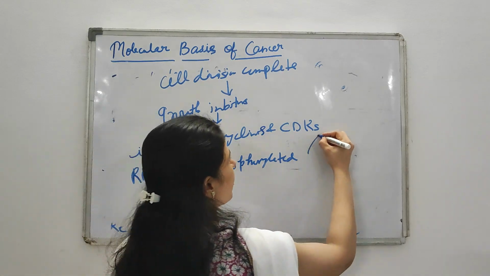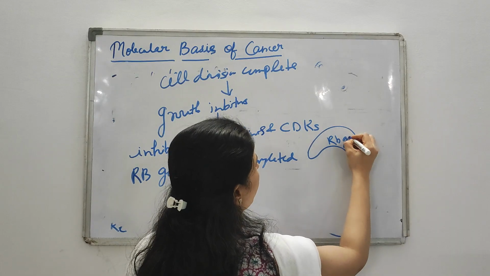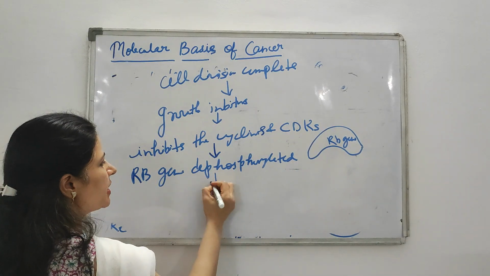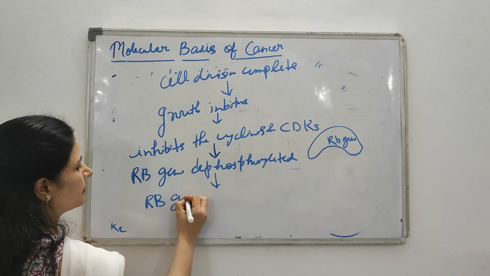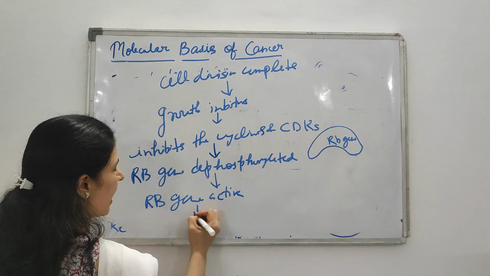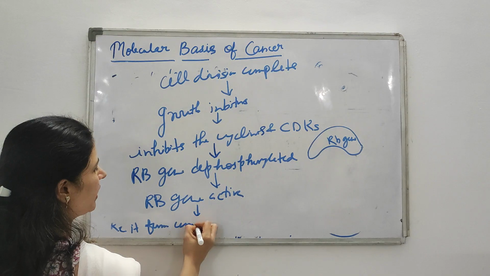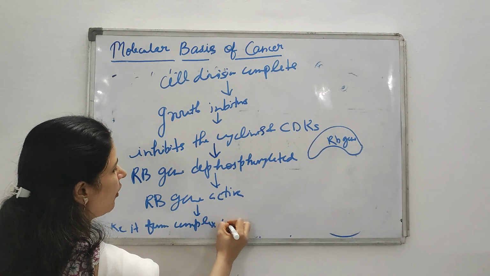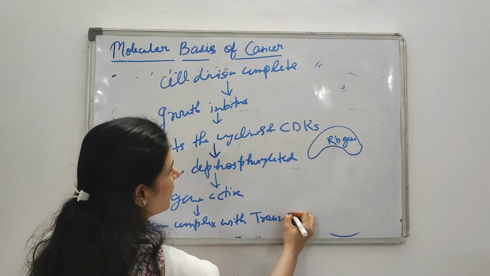Then this is your RB gene and it is not phosphorylated. And when it is dephosphorylated, the RB gene is in an active state. And when the RB gene is active, it forms a complex with the transcription factor EF2.